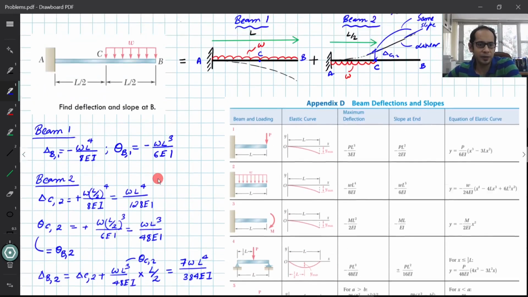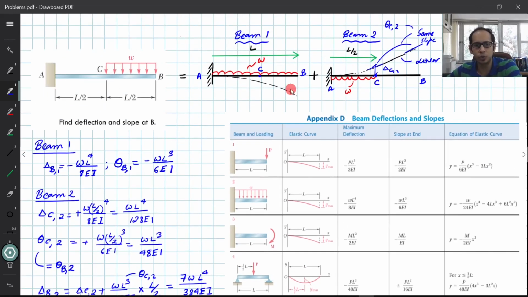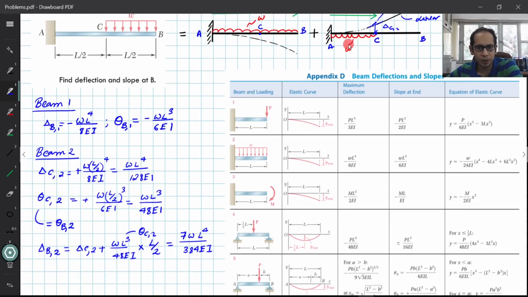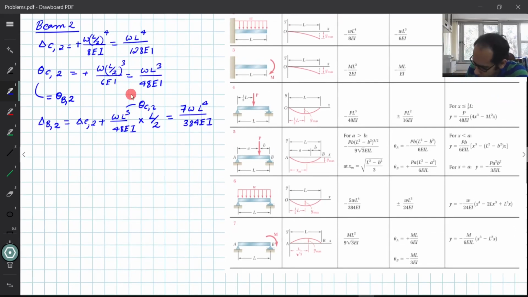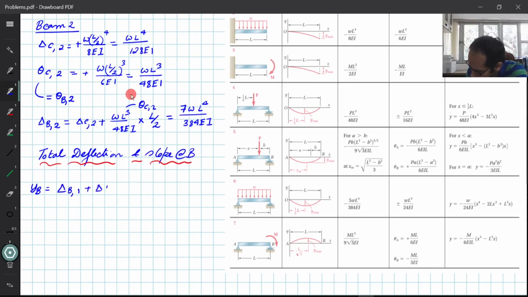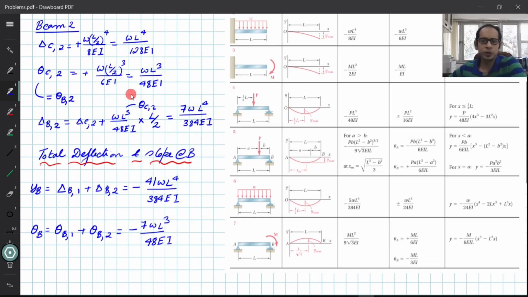So now what I have is that for both beam 1 as well as beam 2 at the point B, I have the delta and theta for beam 1, and for beam 2 the delta at B2 and the theta at B2. Now I simply need to add them to find the deflection and the slope at B. If I add them, the final answer comes out as... So you see both come out as negative.